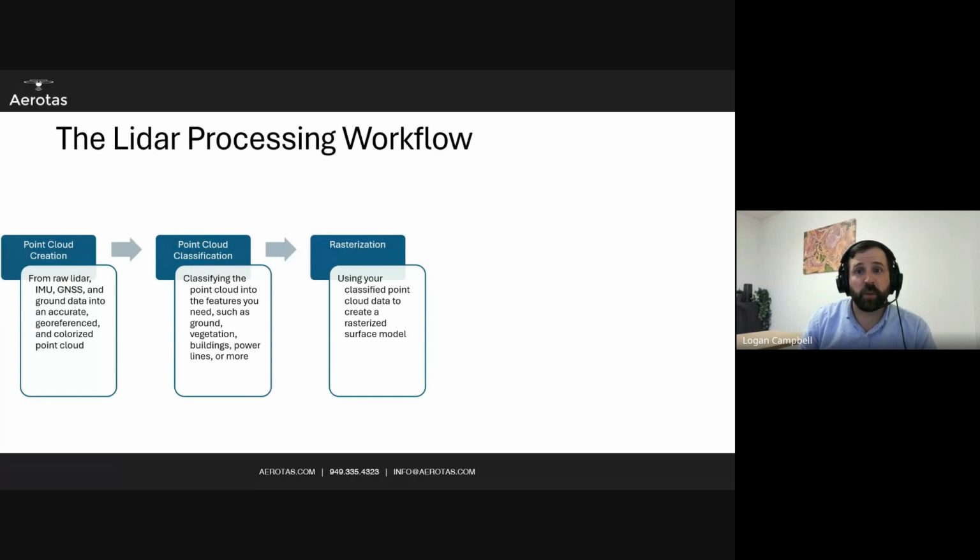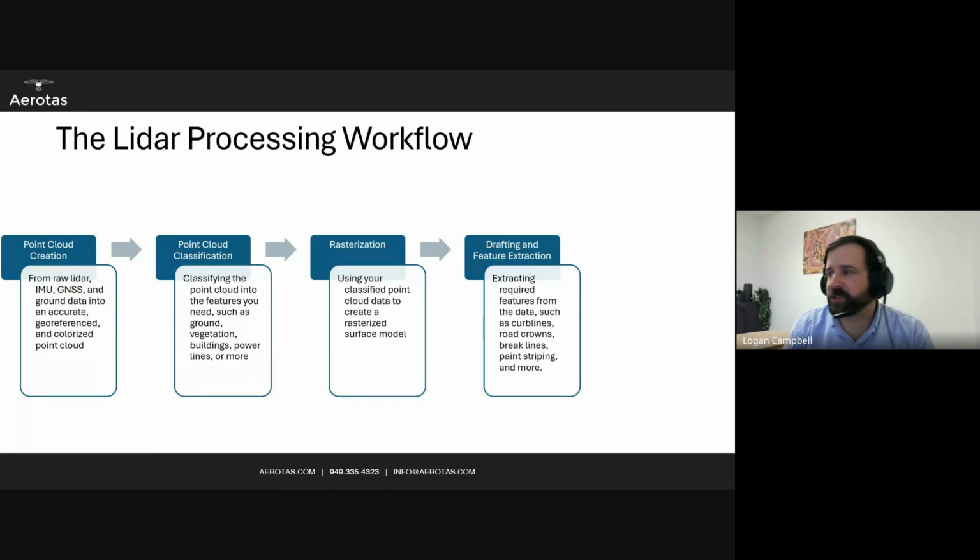From there, a step that we recommend, but is not necessary, so to speak, and I'll talk about it a little bit more, is rasterization, where you use your classified point cloud to create a rasterized surface model, which is a big important step when it comes to the actual usability of the product. And actually, there are some major accuracy benefits to rasterization as well, which we will cover shortly.